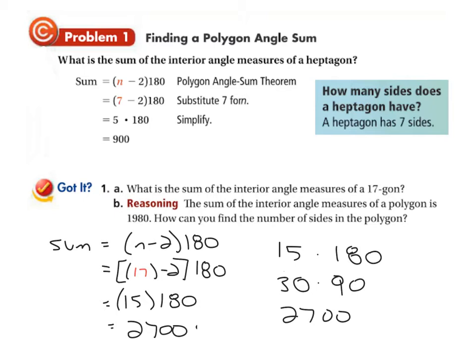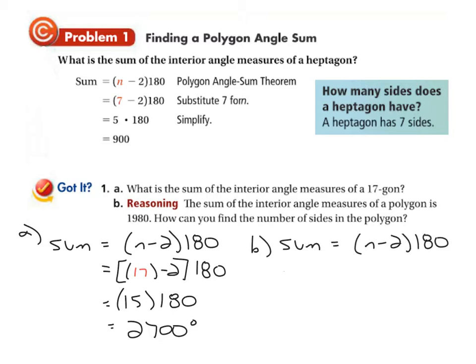And that's, by the way, that's degrees right there. So that's the first answer. That's A. Okay, now what about B? How do you find the number of sides in the polygon if they said the sum was 1,980? Well, if the whole thing is written as this right here, and we know what the sum is, we can then say, okay, the sum should be 1,980 equals (n minus 2) times 180.